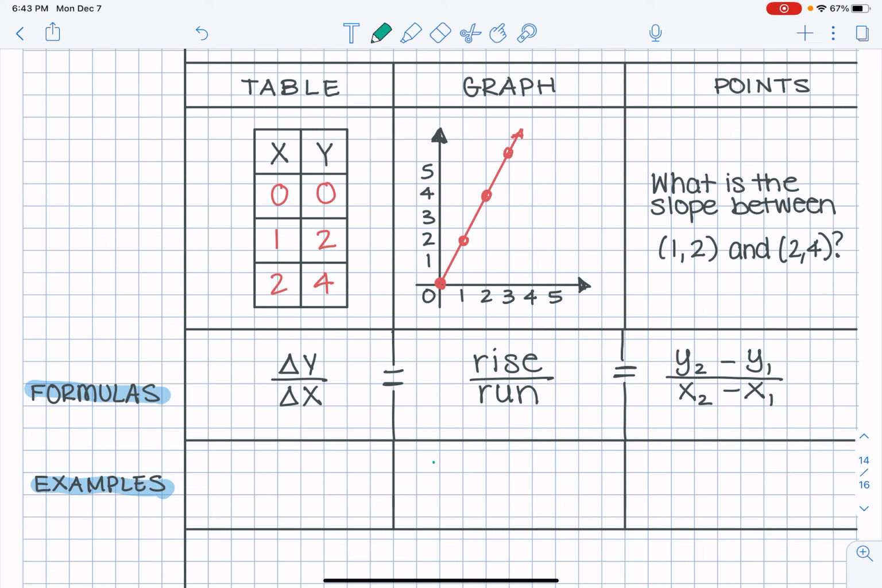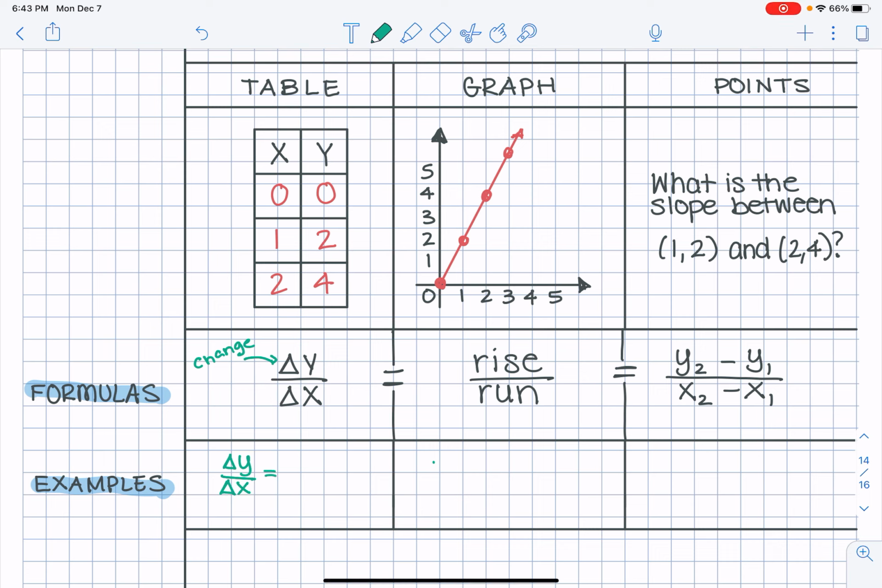So the formula for slope is the change in y. That's what that triangle means. That triangle means change. So if you want to write that down, we can do that. The change in y over the change in x. So again, we need to figure out how does y change? And at the same time, how is x changing? So let's look at our table.